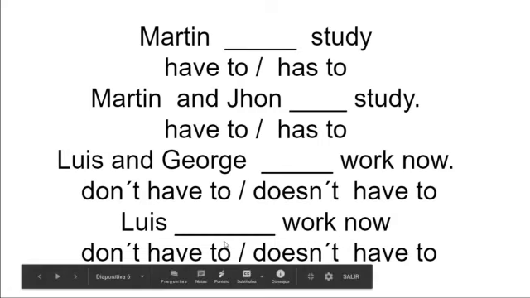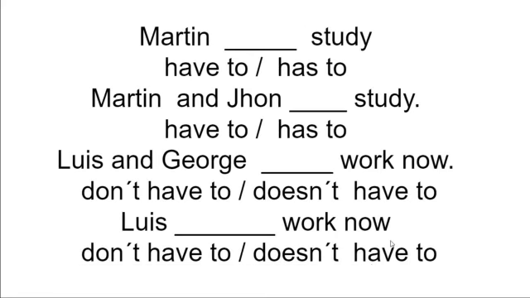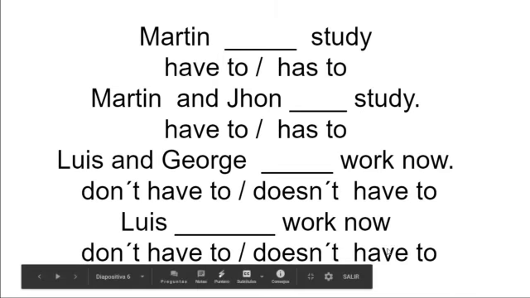Remember, in this case, you have to use in negative the auxiliary of the present, does, but in negative, doesn't. And the verb in base form, doesn't have to. Recuerde que cuando utilizamos el auxiliar, el verbo va en su forma base, no podemos conjugarlo. Doesn't have to. Luis doesn't have to. Luis no tiene que trabajar now, ahora.